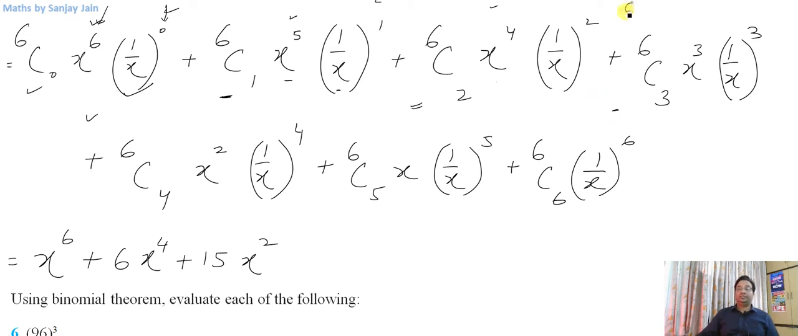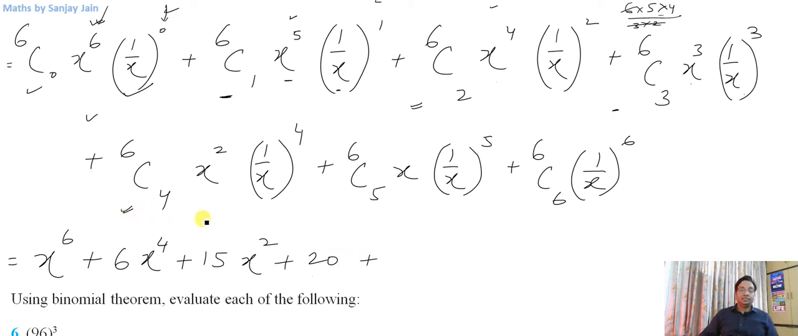6c3 is 6 into 5 into 4 by 3 into 2 into 1, that is 20. So it will be 20 x cubed by x cubed. So it is free of x, it is independent of x, this term. Okay, there is no x in this term, so it is independent of x.